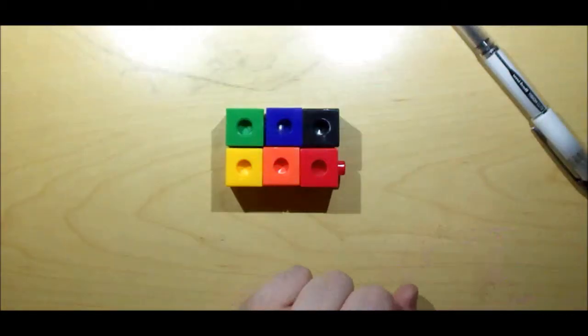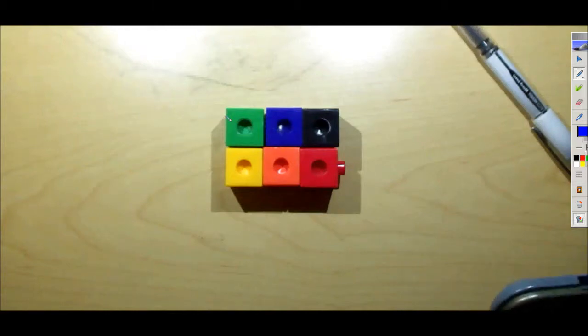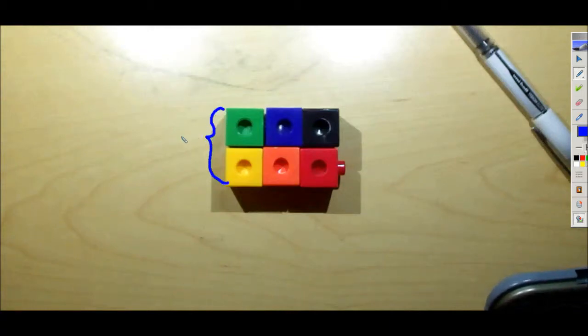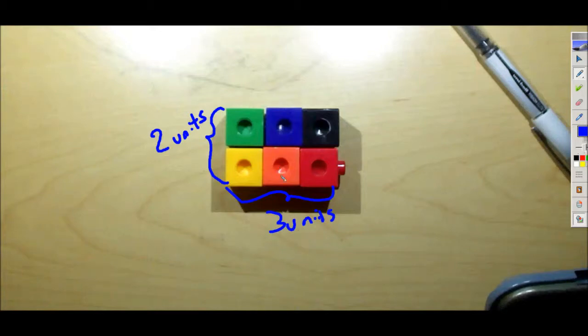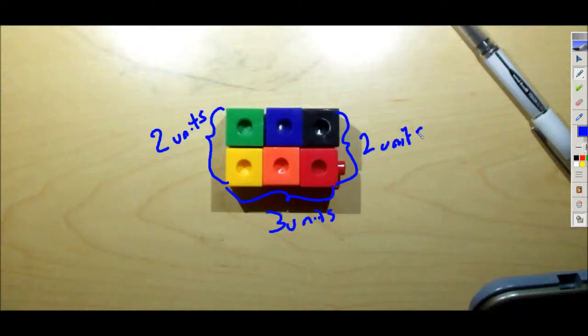perimeter and area. If we were going to calculate the perimeter of this rectangle, what we could do is, we'd see that there are 2 units on this side and 3 units on this side. And since this is a rectangle, the opposite sides are parallel and congruent, meaning they're the same. Congruent means the same. So if this is 2 units, this is 2 units. And if this is 3 units, this is 3 units. And we can also see that by counting the blocks.